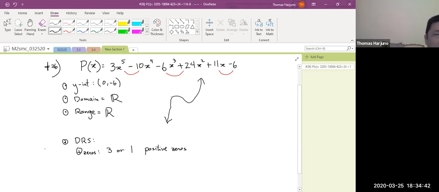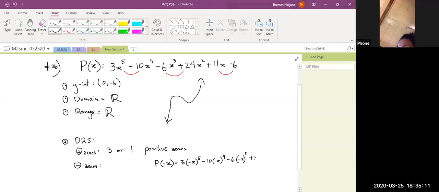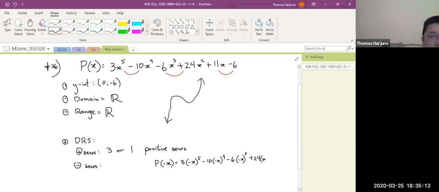Okay. Now then, how about negative zeros? To find negative zeros, we need to first observe p of negative x. That's 3 times negative x to the 5th minus 10 times negative x to the 4th minus 6 times negative x cubed plus 24 times negative x squared plus 11 times negative x minus 6. Okay, let me ask you to work it out.